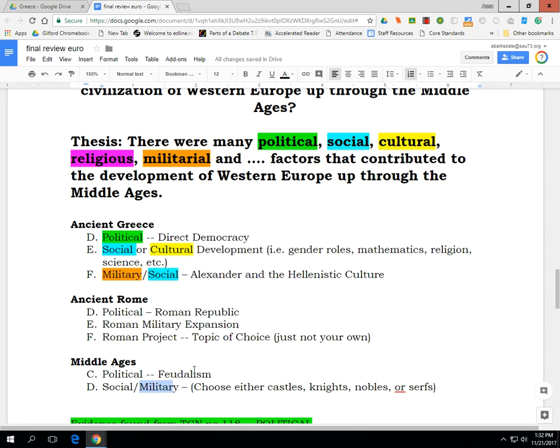Okay. So, why does that matter? Why do we categorize your evidence? Because when you create your thesis statement, you're going to actually specify the main categories that you're going to focus on. Instead of writing a full proof paragraph, though, you're going to write one solid thesis statement. So, if I were writing my essay, I would say there were many political, social, cultural, religious, military, and any other categories that I have factors that contribute to the development of Western Europe up through the Middle Ages.